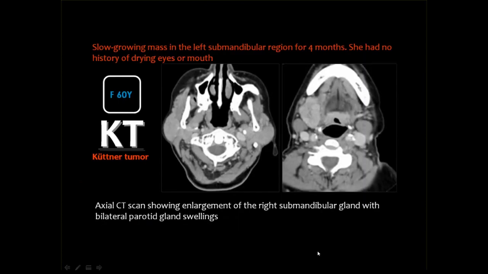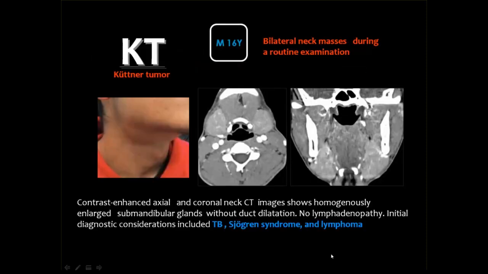And this is an example where you got significant enlargement of the right submandibular and both parotid glands, which are homogeneously enhanced, and they appear significantly enlarged. Another example of Kuttner disease where there is bilateral symmetrical enlargement of the submandibular salivary glands showing homogeneous post-contrast enhancement.